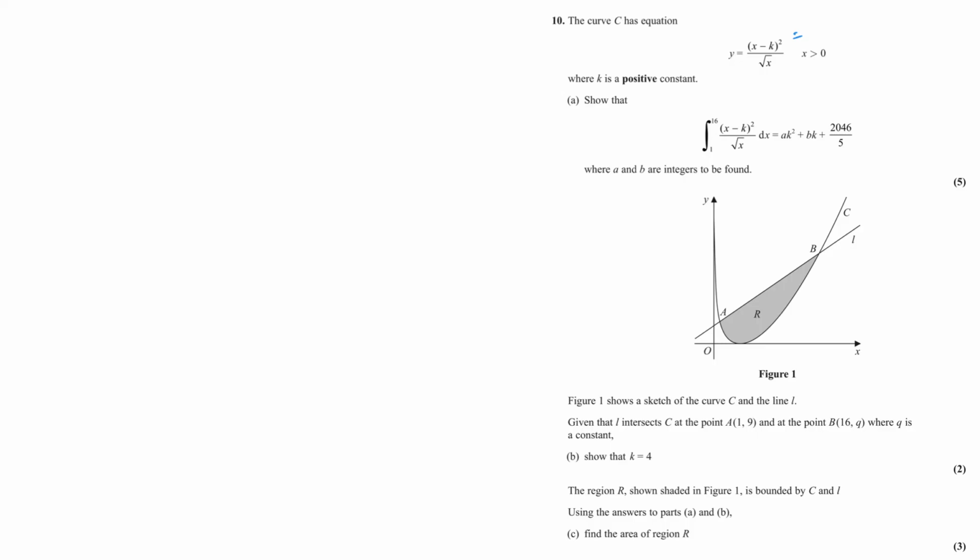So this expands to x squared minus 2kx plus k squared over x to the half. So that means that y equals now 2 divided by half, so x to the 3 over 2 minus 2kx to the half plus k squared x to the minus a half. And that is what we're going to integrate.